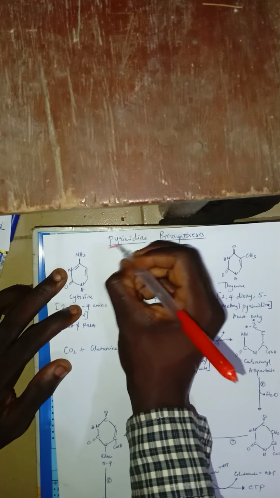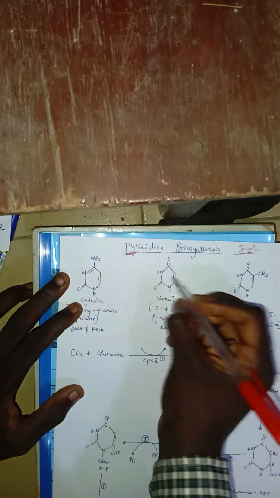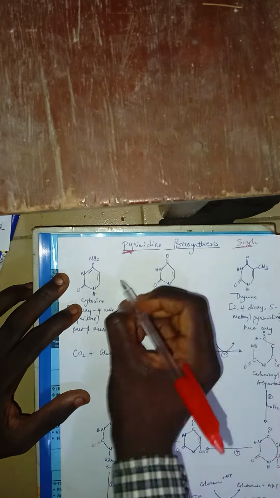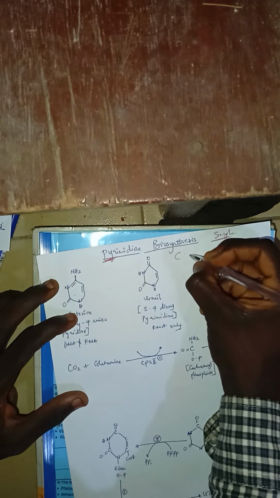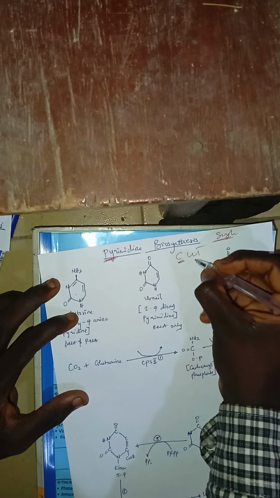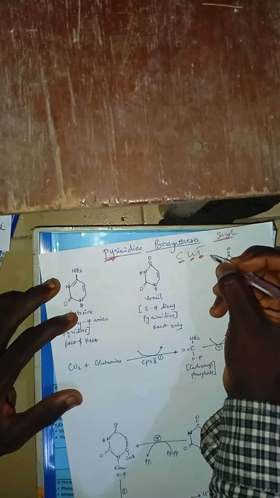This time around, we're talking about pyrimidine. And you know pyrimidines are single ring, okay? Just one ring, that's what we have in pyrimidine. And the pyrimidines are what? Your CUT. I call it CUT, C-U-T. Where C is for cytosine, U for uracil, T for thymine, okay?